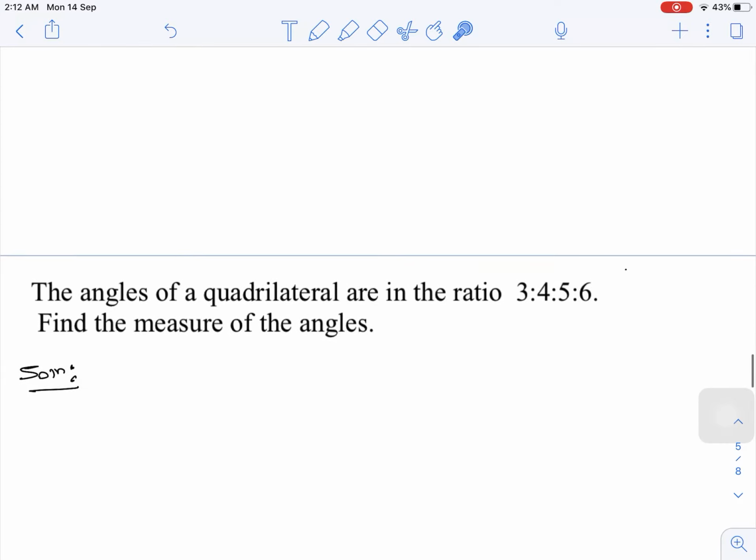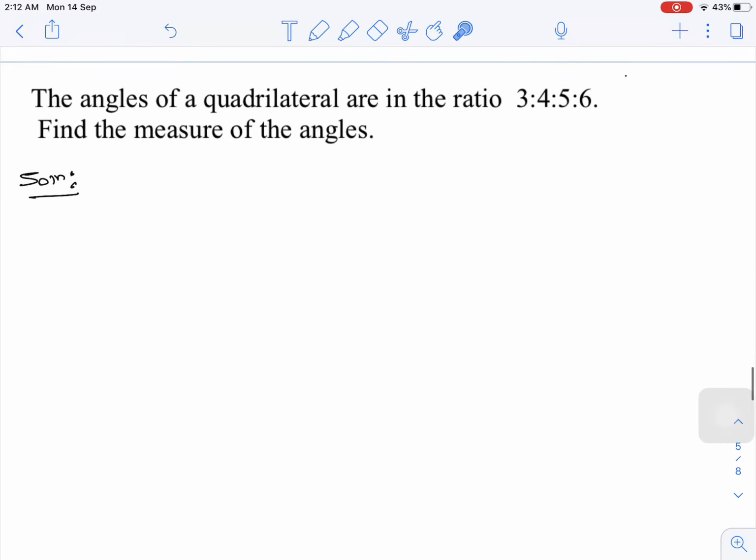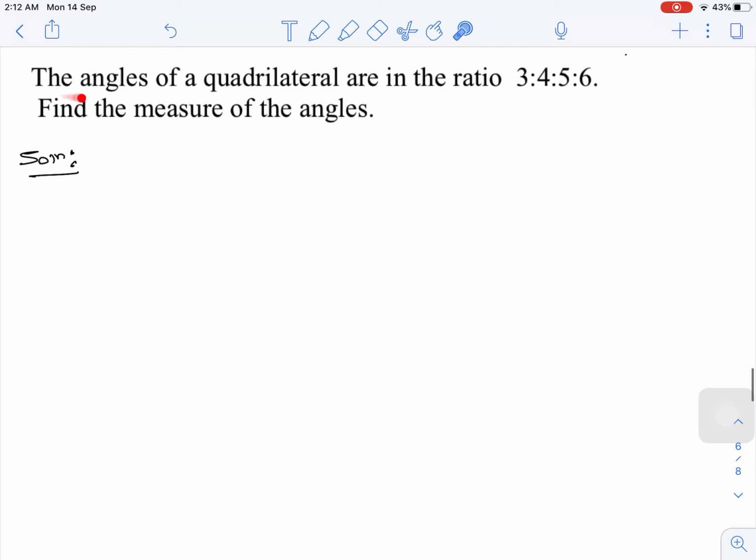Now here we have one example: the angles of a quadrilateral are in the ratio 3 is to 4 is to 5 is to 6. We have to find the measure of all the angles. For that, let us make a rough figure. Let us consider that this is a quadrilateral ABCD.